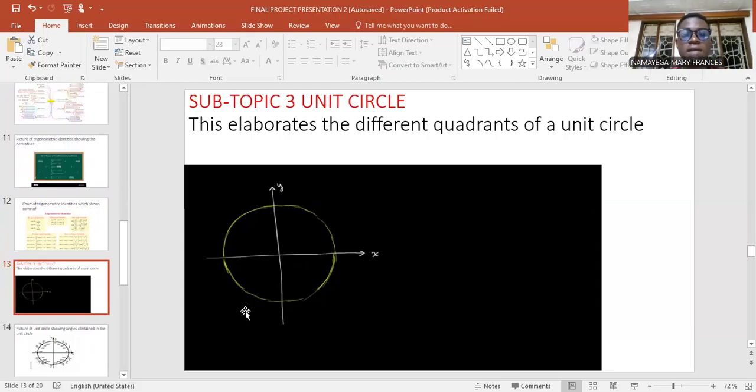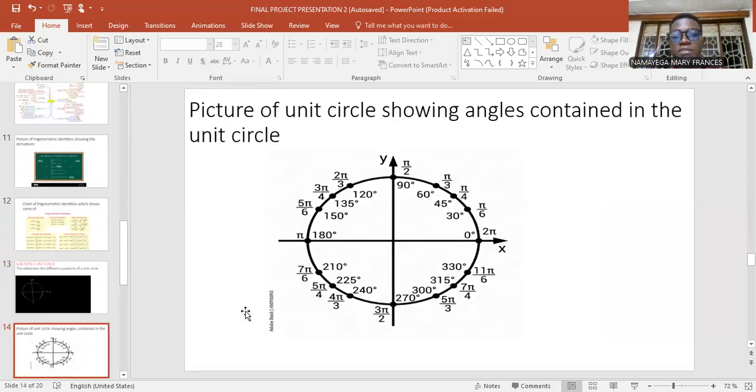It elaborates the different quadrants where all these angles are formed. So this video shows how these angles can be formed in the different quadrants. Then this picture is showing the angles. So these angles rotate from 0 to 360 degrees. Then we can also have the pies, which can be in the form of radians.